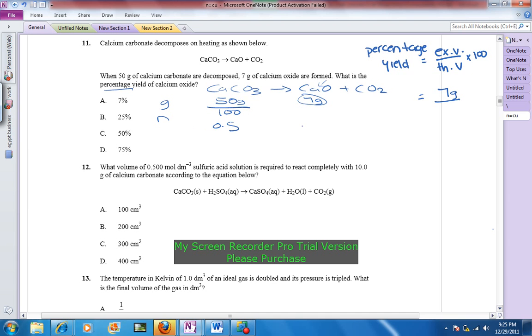The ratio is 1 to 1, so 0.5 moles here. And the grams should be, because you times it by the molar mass, which is 40 plus 16, which is 56. You get 56 times 0.5, which is 28. So that's what they should have gotten. So 7 over 28 times 100. Again, this is a calculator question, guys, so be careful. It's a quarter. You simplify it, and a quarter is 0.25. Times it by 100 is 25%. So it's B. Okay, cool. Moving on.